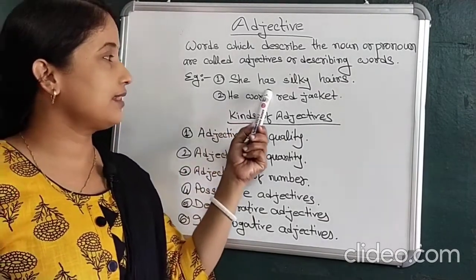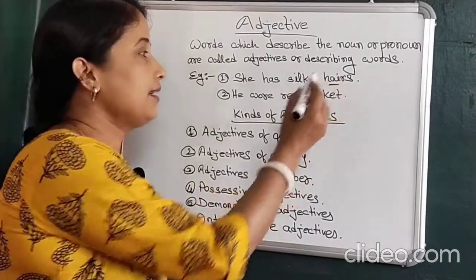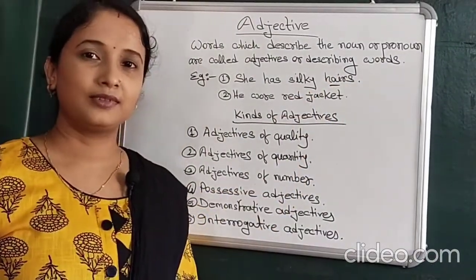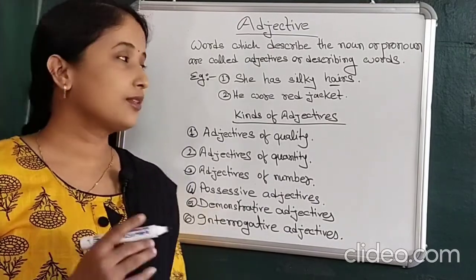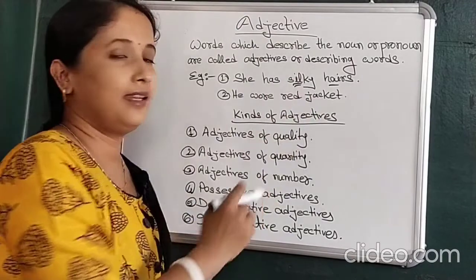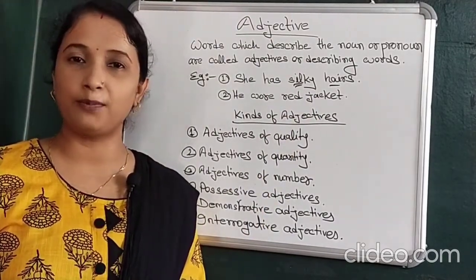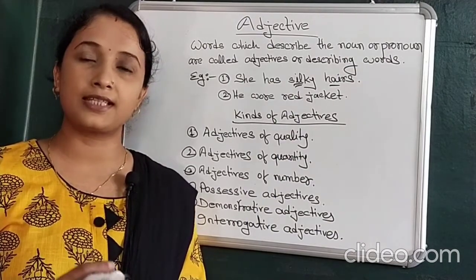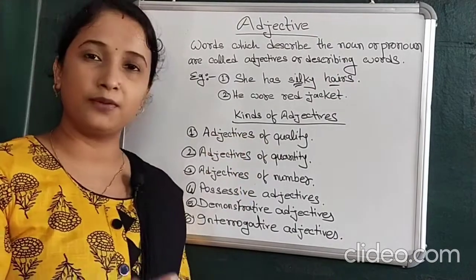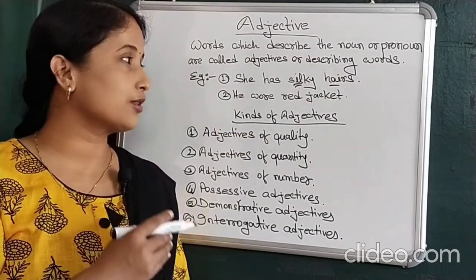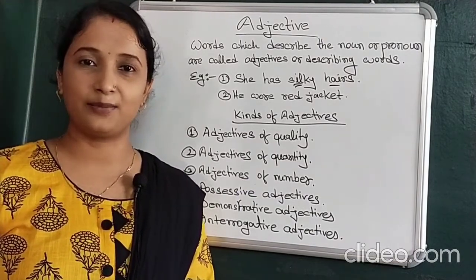She has silky hairs. Here, hairs is the noun. And how are her hairs? Her hairs are silky. So silky is the adjective here, because adjectives are placed before the noun or pronoun and adjectives always describe the noun or pronoun. Here silky is placed before the noun hairs and silky also describes the noun hairs. So silky is the adjective here.